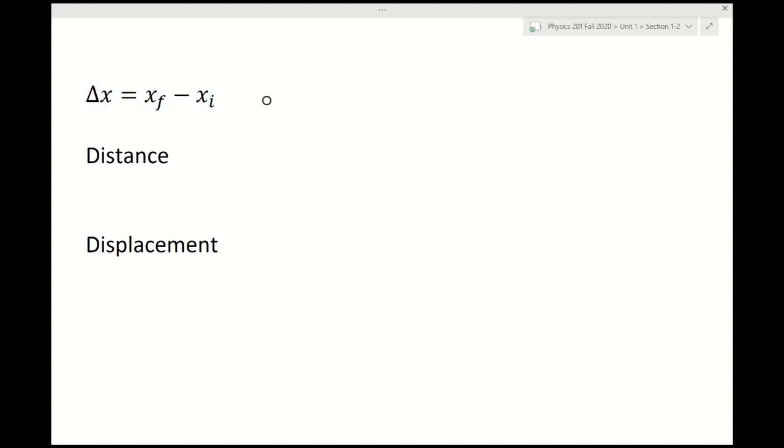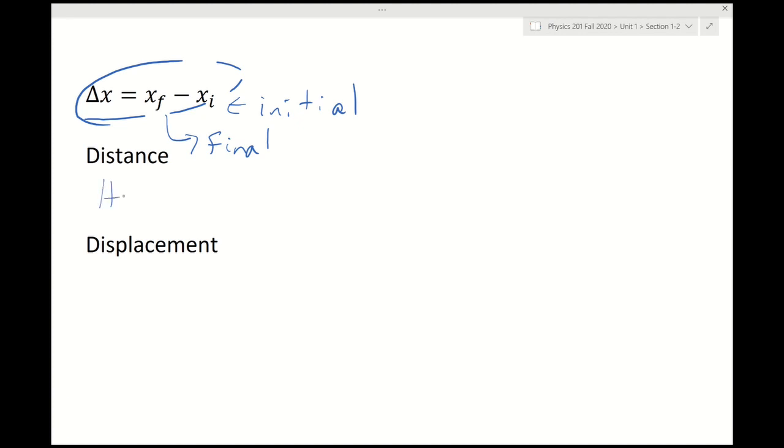Typically what we're going to talk about is the idea of a change in position. Generically, I will look at it usually with regard to a delta x. I like to use the subscripts F for final and I for initial. In other words, I begin at the initial and I end at the final position.